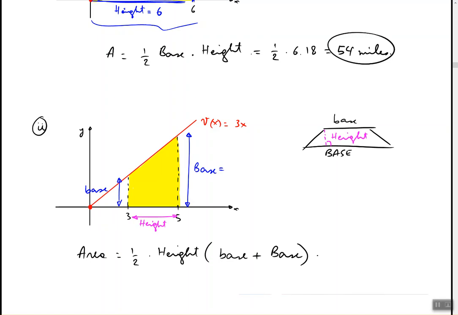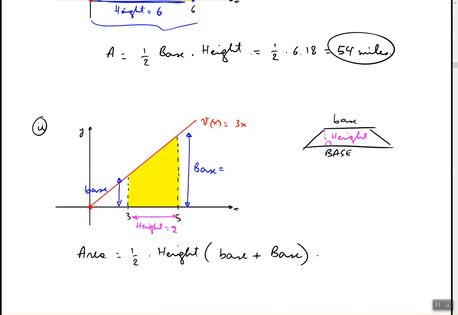Okay, so we're gonna need to find all these numbers. So starting with the height, how much space is between 3 and 5? Well, to go from 3 to 5, it's 2 steps, or 5 minus 3 gives me basically the 2. So the height of this trapezoid is going to be 2. What about the small base?